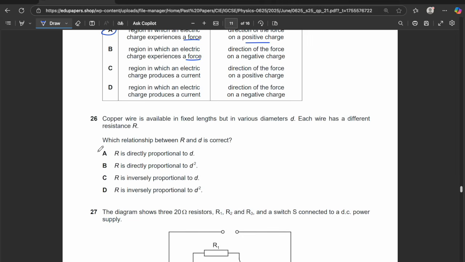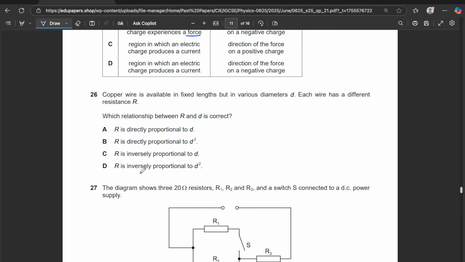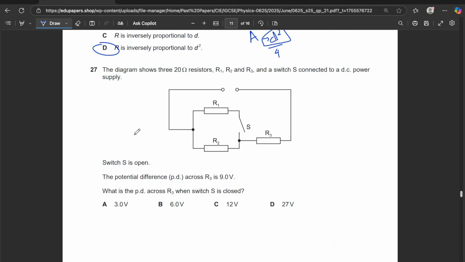26. The copper wire is available in fixed lengths spanning various diameters D. Each wire has a different resistance R. Which relationship between R and D is correct? So R is equal to rho L by A. A is going to be D squared divided by 4. So it will be inversely proportional to D squared.